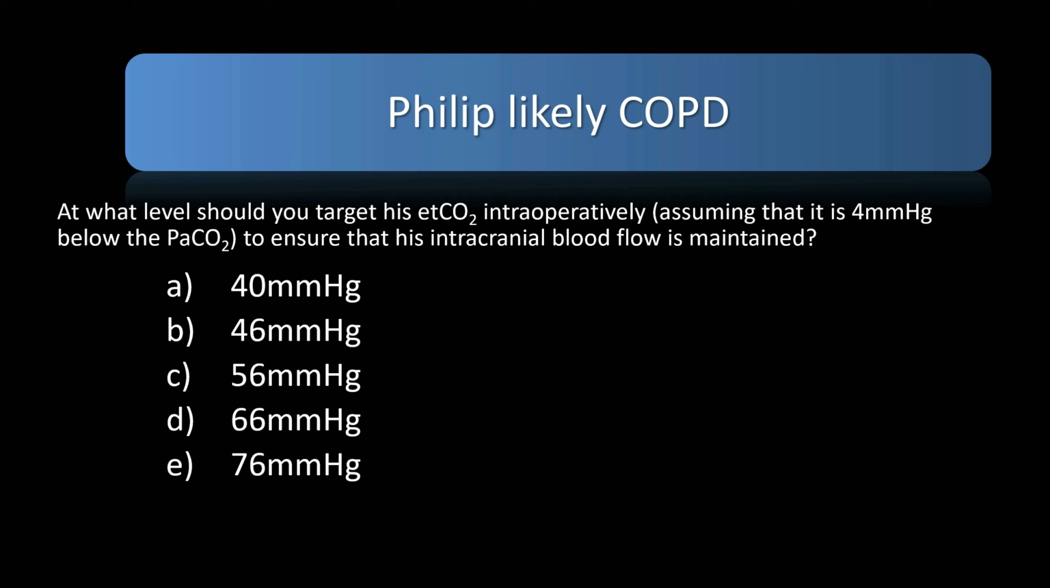Here's a question. If you're the anesthesiologist, at what level should you target the end-tidal CO2 intraoperatively, assuming that 4 millimeters of mercury below the partial pressure of carbon dioxide is where the end-tidal CO2 should be, to make sure that his intracranial blood flow is maintained? Remembering that if you hyperventilate a hypercarbic patient, they develop a relative alkalosis and they become vasoconstricted. Should it be 40, 46, 56, 66, or 76 millimeters of mercury?